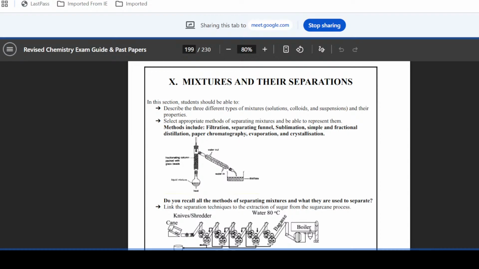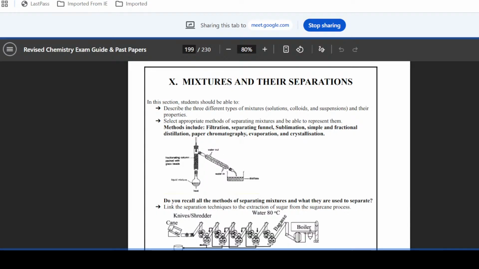All right, and then the extraction of sugar from sugarcane is just an application of the mixtures of separation. So different techniques are used to separate the sugar from the sugarcane. So there's things like filtration, evaporation, centrifugation. All of those are separation techniques.